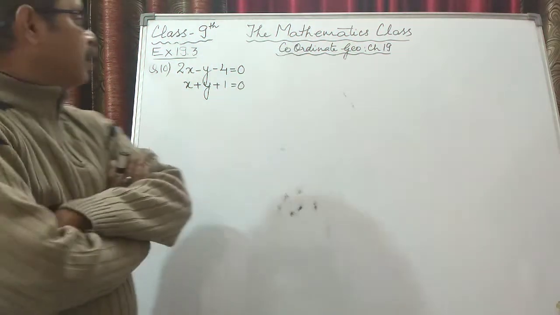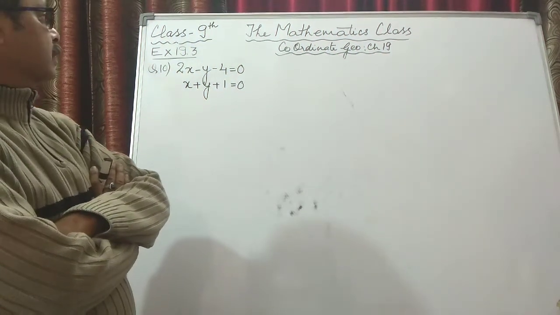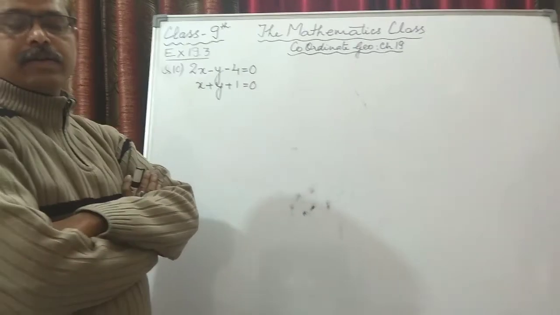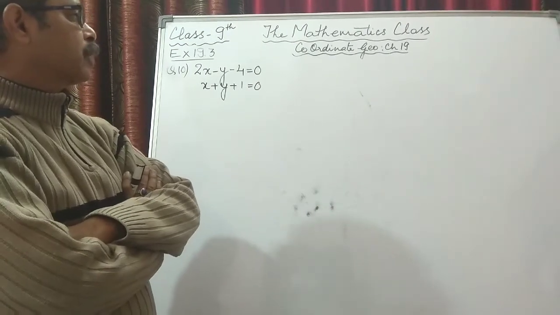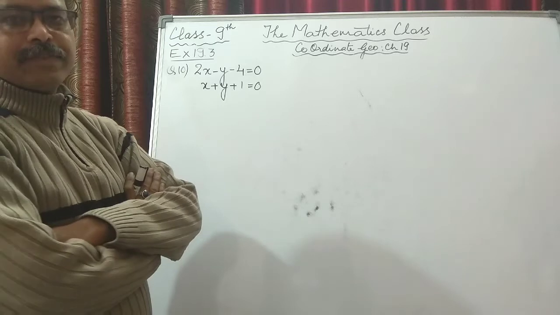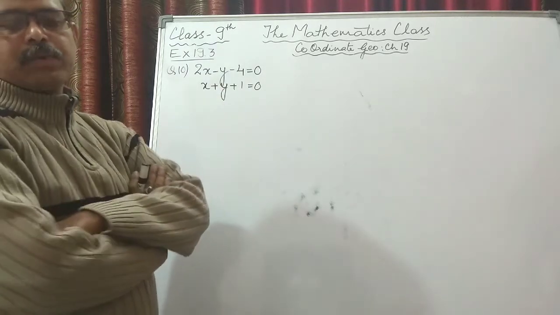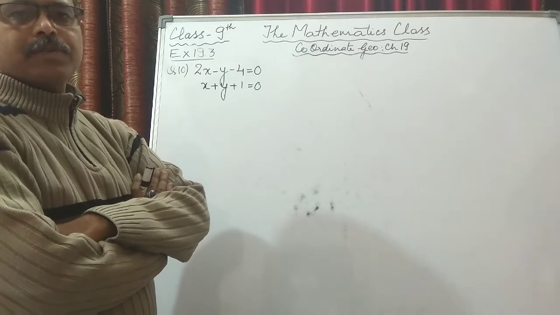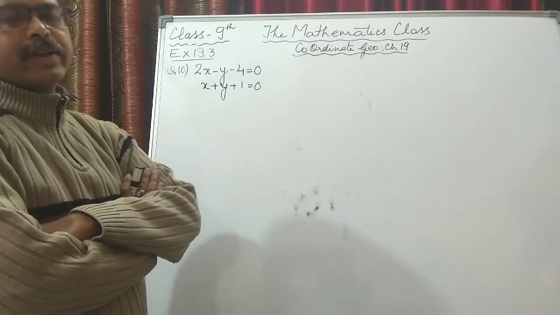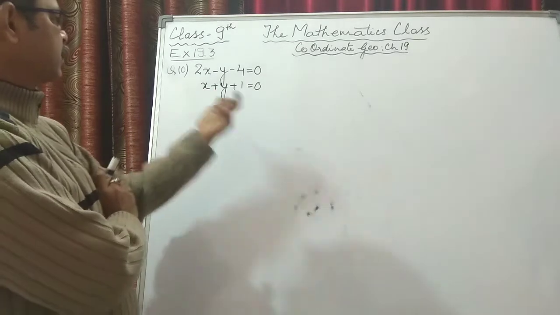Mathematics class. Today this class is for class 9th and we are continuing with the chapter coordinate geometry. In this we have done a few questions in exercise 19.3, and that was graphical solution of linear equation of two variables. Now I have taken question number 10.